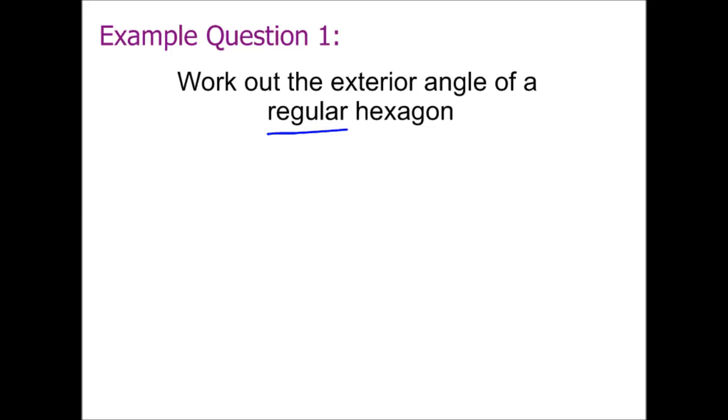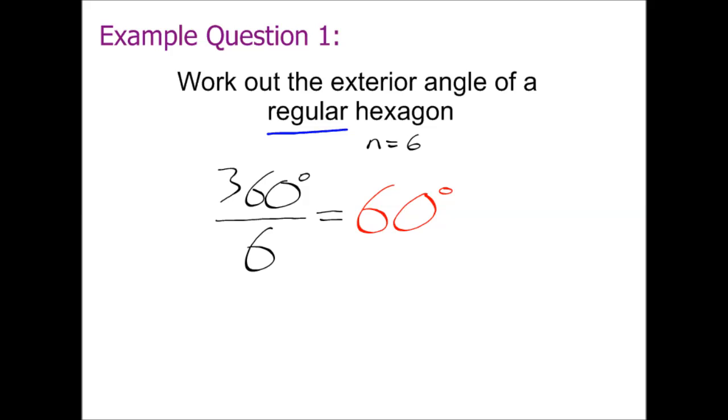Now we know that the sum of the exterior angles must be 360 degrees. We know that's them in total, and we know, because it's a hexagon, that there must be 6 angles. So what we're going to do is divide that 360 up into 6 equal parts, and what that gives us is 60 degrees. So now we know that the exterior angle of a regular hexagon will be 60 degrees. So it doesn't take too long to use this formula.